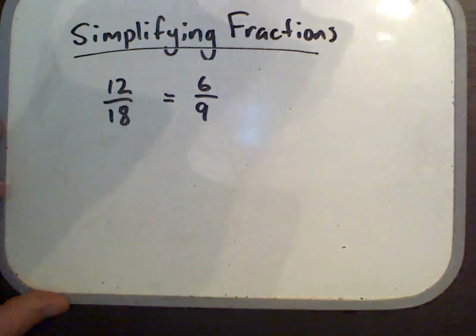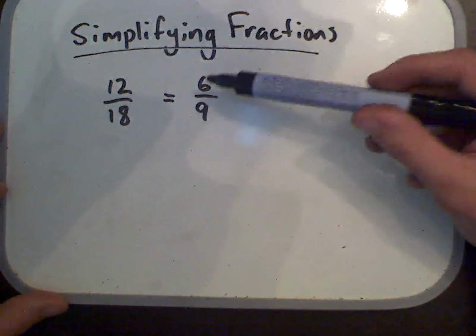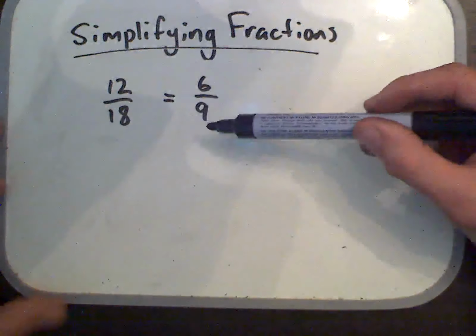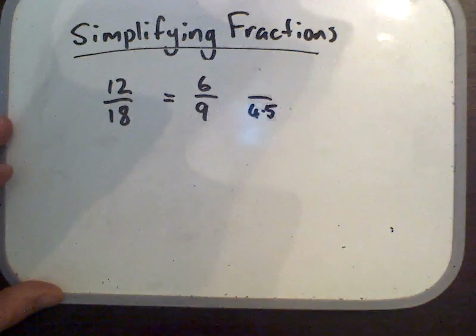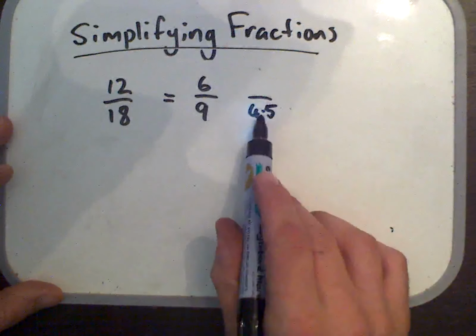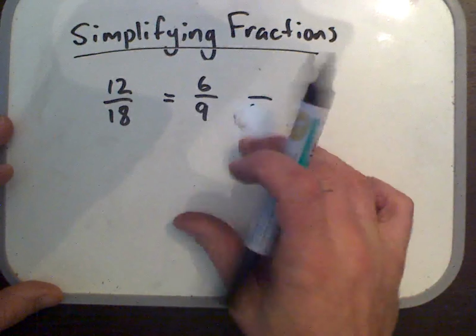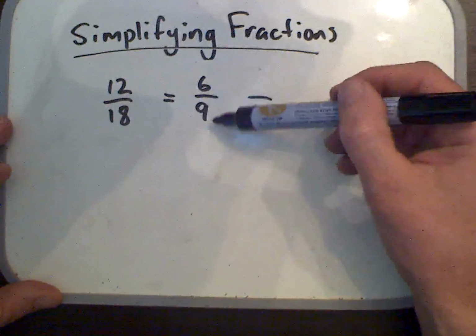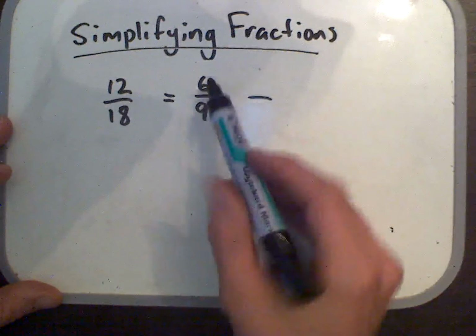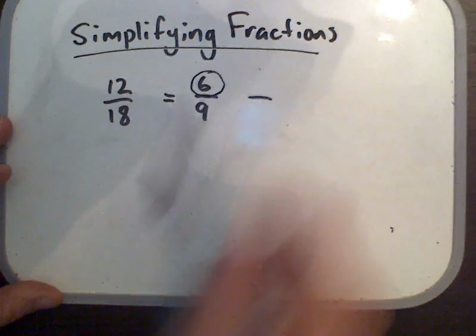From here, we need to identify, can I halve 6 and 9? Well, I could, but I don't want to have 4.5 on the bottom. We don't want to have decimals within our fractions. So we can't halve them at this stage. Let's look at trying to simplify this further. Let's look at the smallest number here. Usually it's easiest to look at the smallest number.